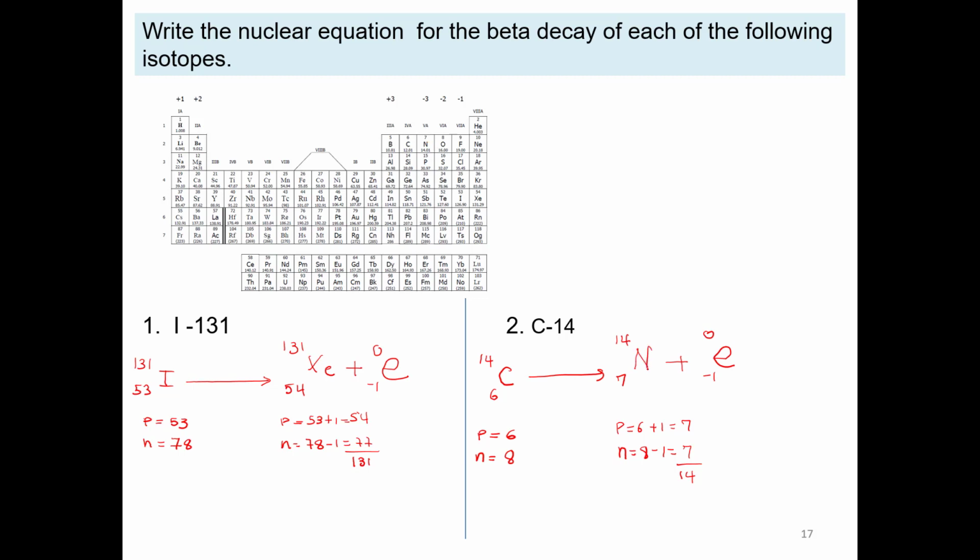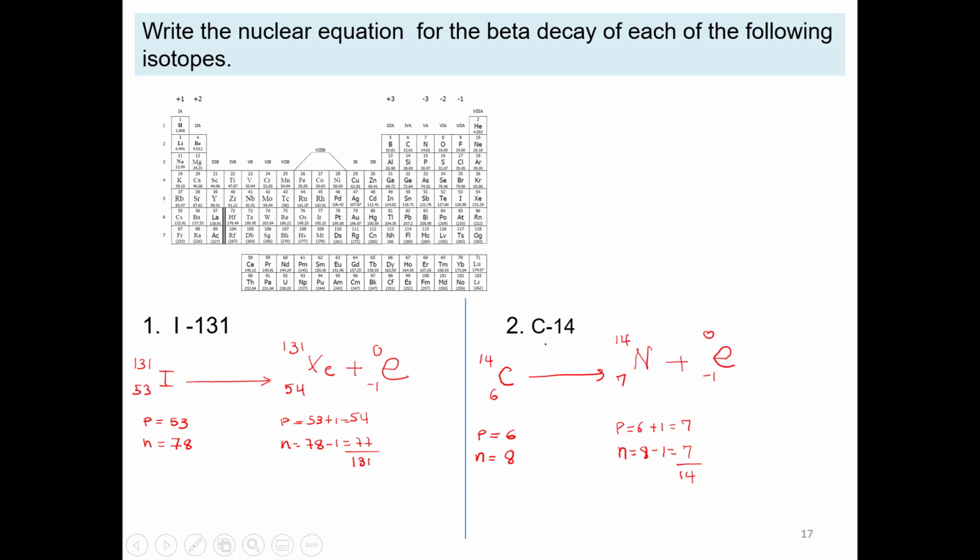Now we can analyze both equations. What happened with the number of protons? What happened with the atomic number? Yes, it increased by 1, because 53, 54, 6, 7. This is increasing by 1. What happened with the mass number? It's the same, it doesn't change. It's 14, 14, 131, 131.